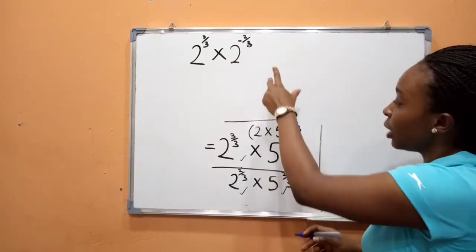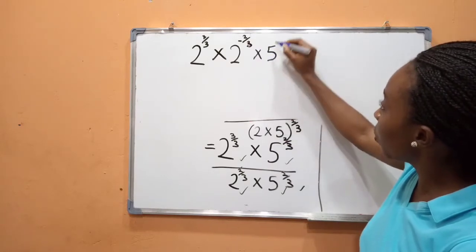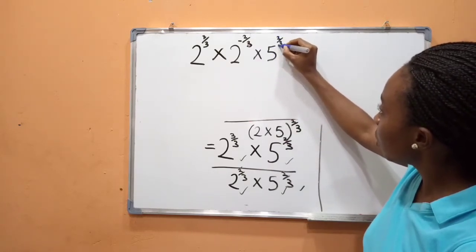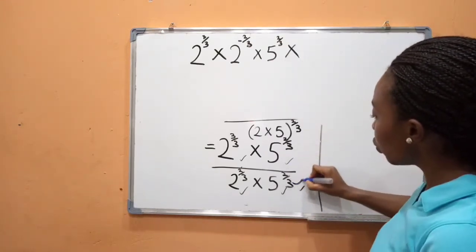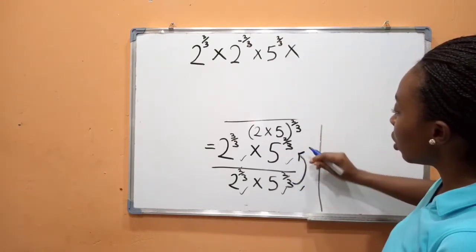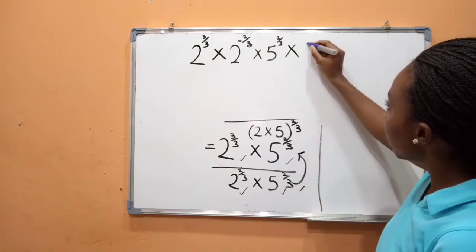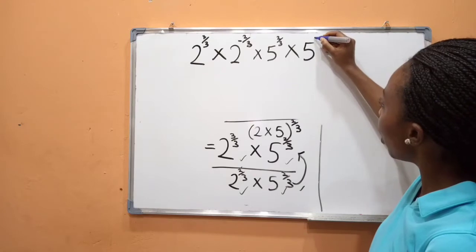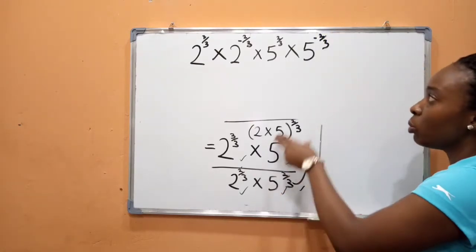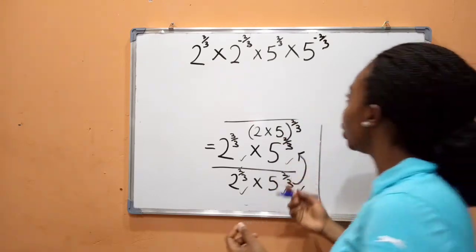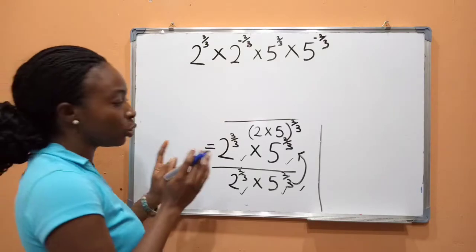Okay, then the next thing, let's do that of 5 times 5 to the power of 2/3, then times, now this moves to the numerator. Once it moves, it becomes 5 to the power of minus 2/3. So you can see, once the denominator moves to the numerator, the power becomes a negative power. So now that we've done this, it becomes easy to solve.